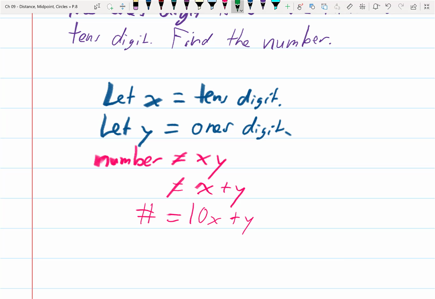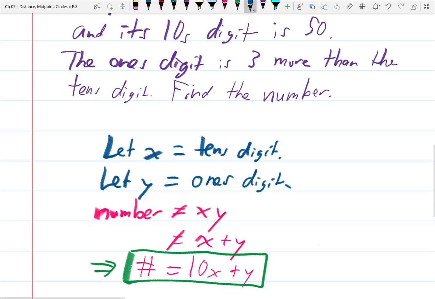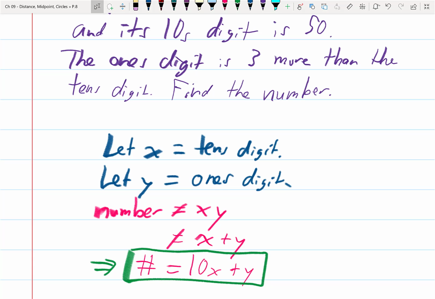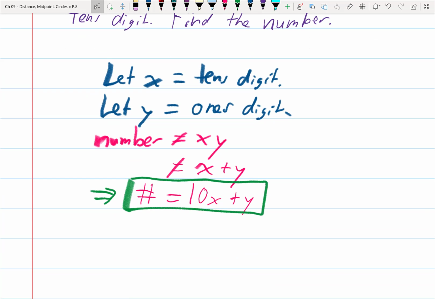And I'm going to block this off because at the very end of the problem, when we solve for x and y, we're going to want to plug it back in here to figure out what the original number is so we can answer the question. But we don't even have an equation written down for x and y other than the one that Jania gave us, which I'm going to translate here. The ones digit is 3 more than the tens digit. Let's write that one down first.